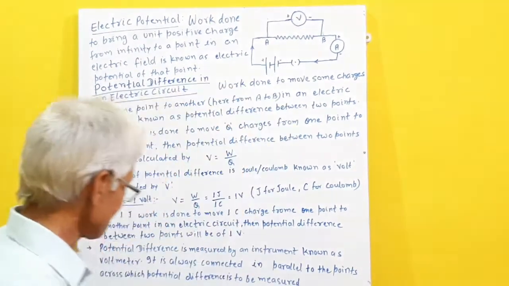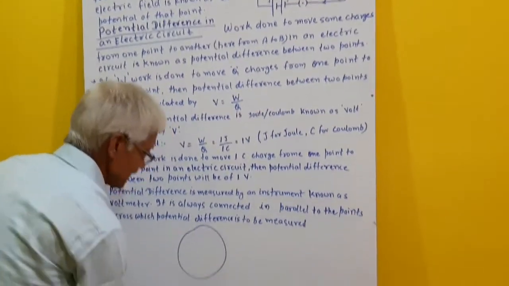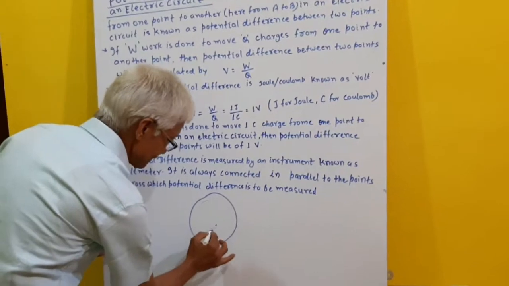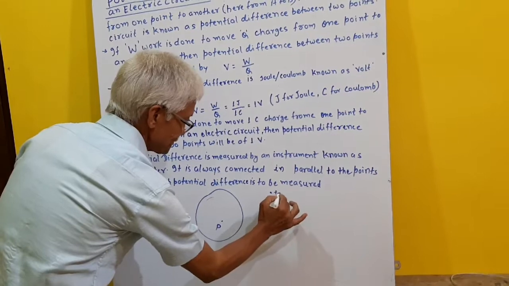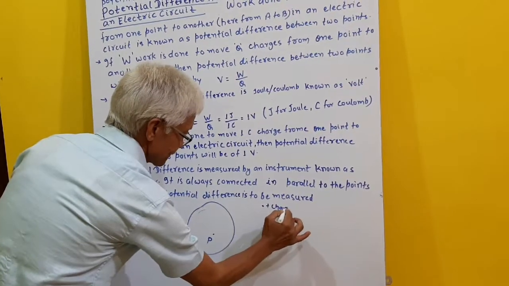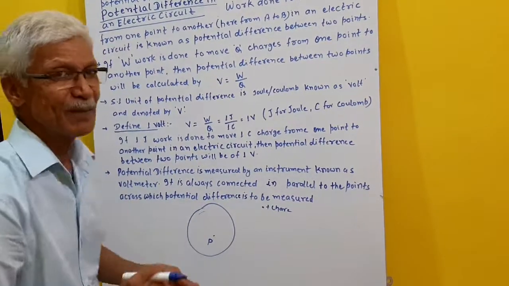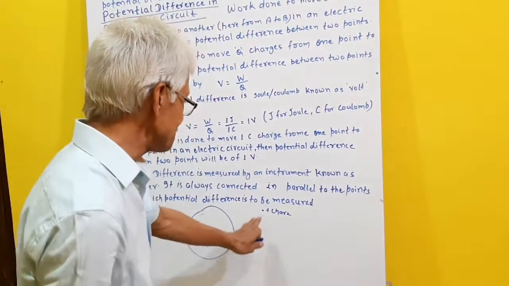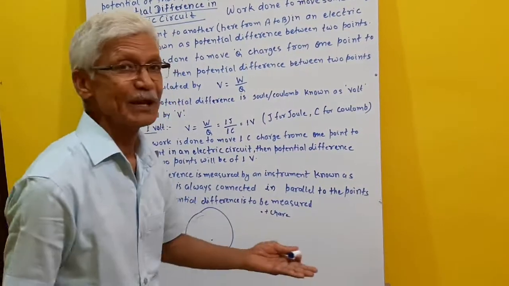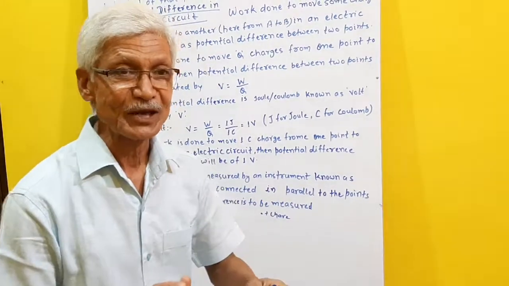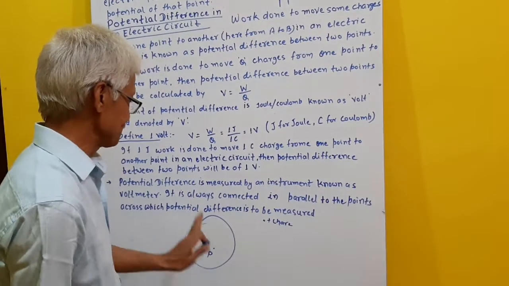Let us see. Suppose it is an electric field and there is a point P, and from here a positive charge is brought to here. Then what will be the magnitude of the work done to bring this charge from here to here in the electric field? That will be equal to the electric potential of the point P, because point P is in the electric field.